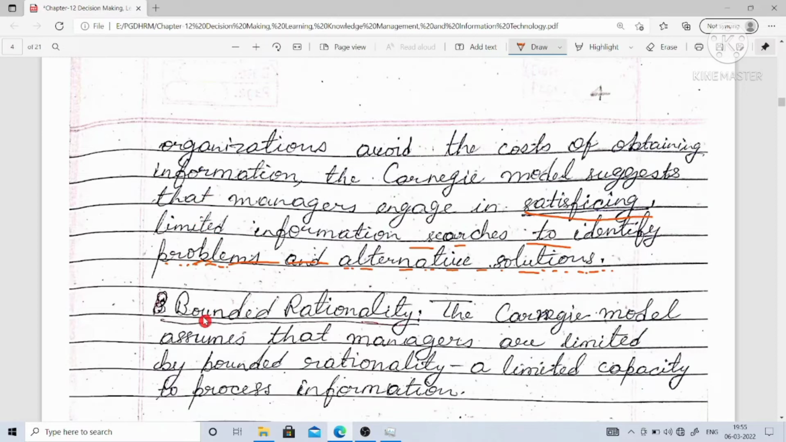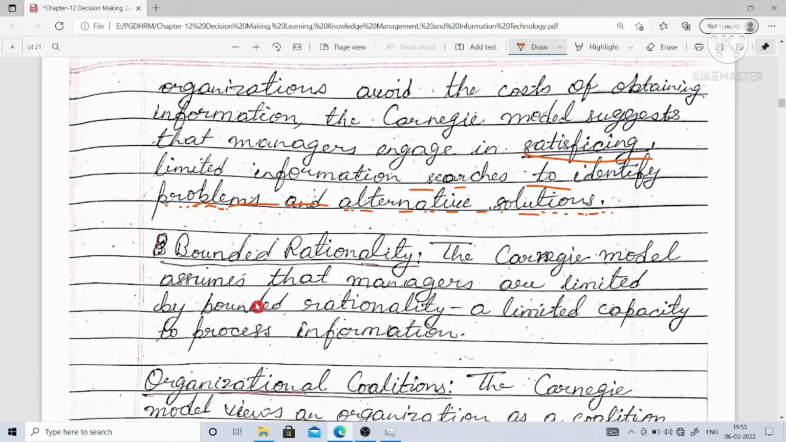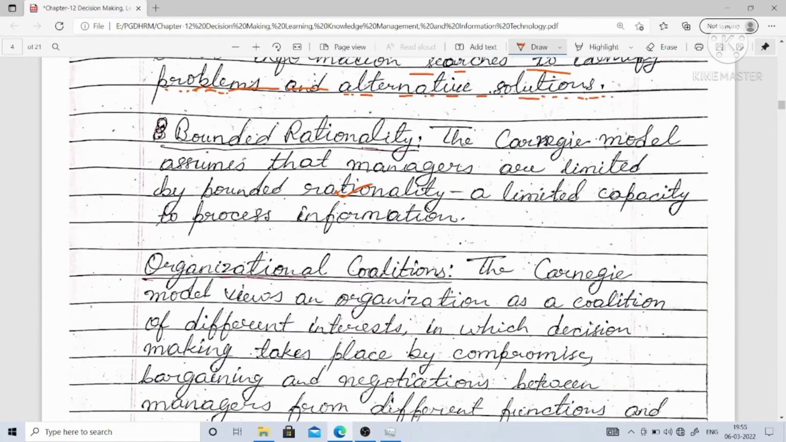Then the second term is bounded rationality. The Carnegie model assumes that managers are limited by bounded rationality. What is bounded rationality? A limited capacity to process information. This model also recognizes that managers have limited ability to process information, whatever type of information they are getting.